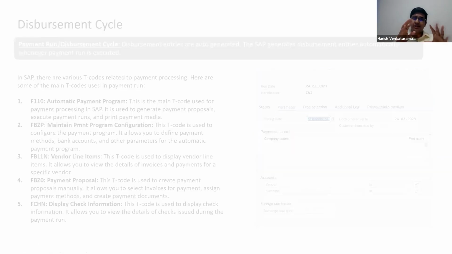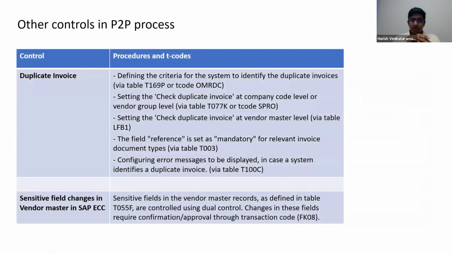And there are also other controls in the P2P process, right? I don't want to touch much, but I'm just giving you a high-level overview, considering the time constraint as well. The other controls include your duplicate invoice and your sensitive field changes in your vendor master. Now, what happens in a duplicate invoice is, say for example, SAP can be configured to identify a duplicate invoice.